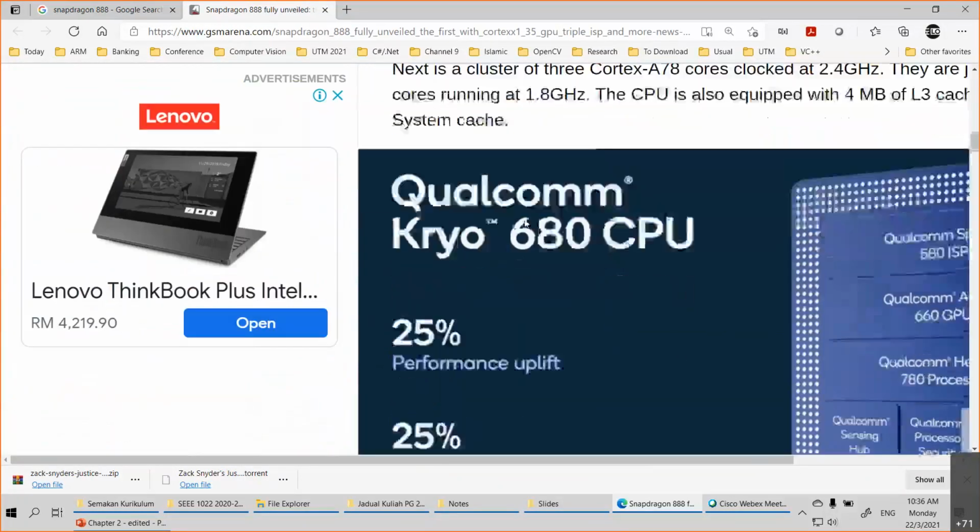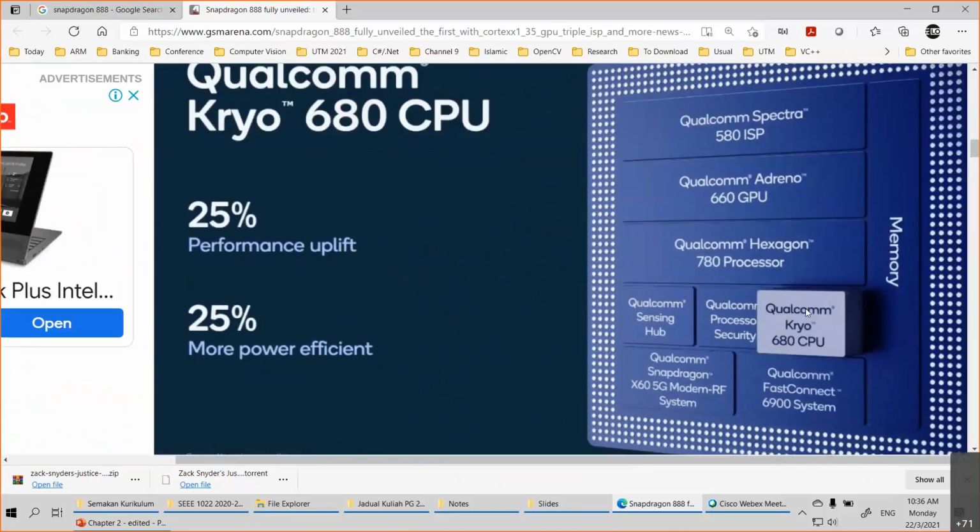So what do you have inside the CPU? This is the chip. You have the CPU here, right? Inside the CPU you have 25% performance and so on. But what else do you have? You have an image signal processor, you have a GPU, you have a Hexagon processor, you have a sensing hub, you have a security chip, you have a 5G modem, you have a fast connect modem system, and so on.